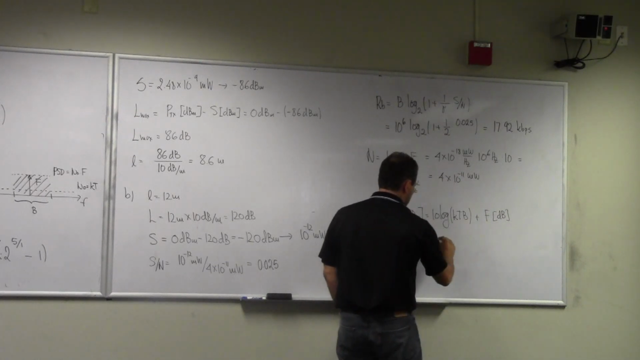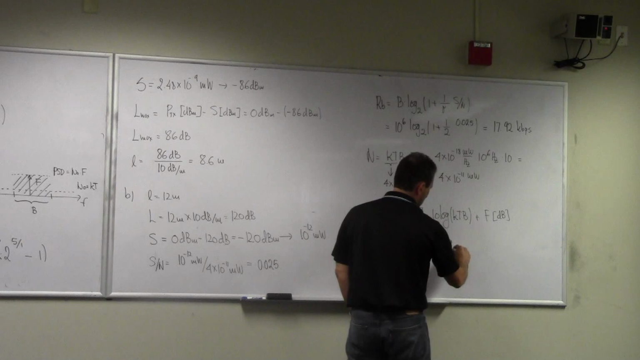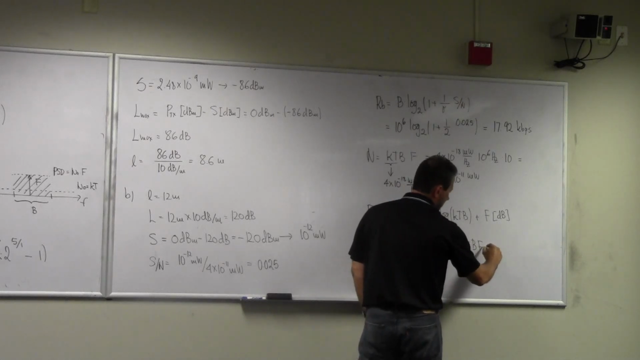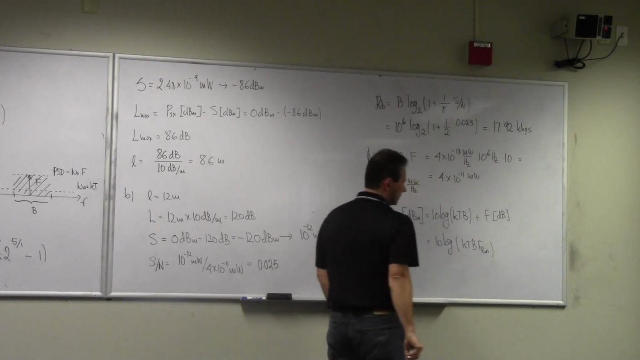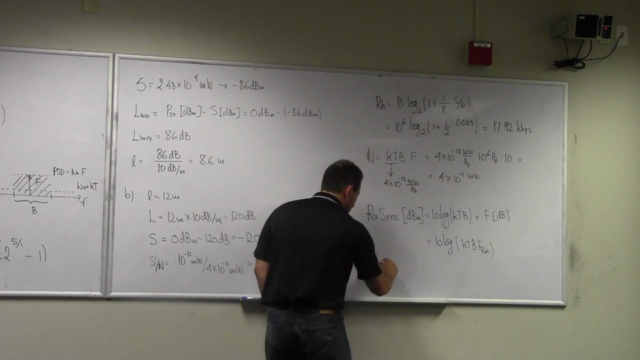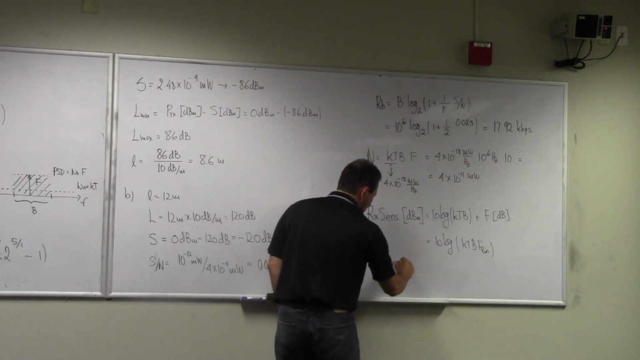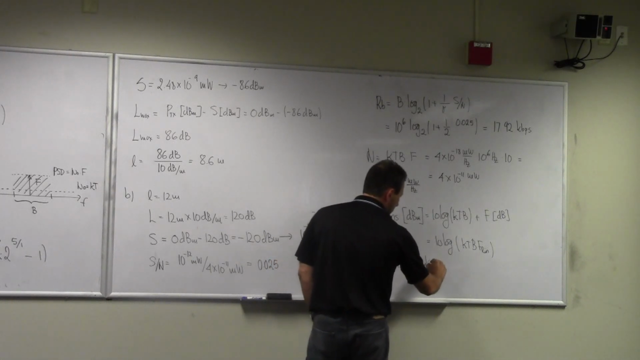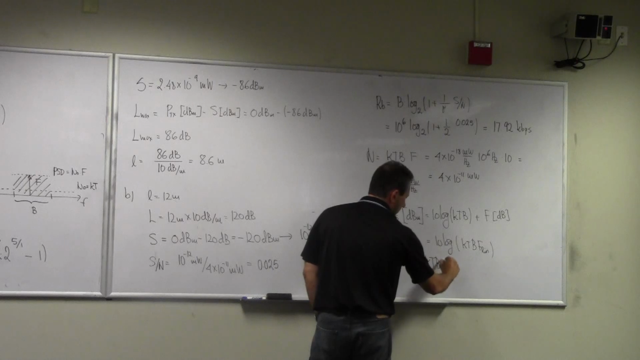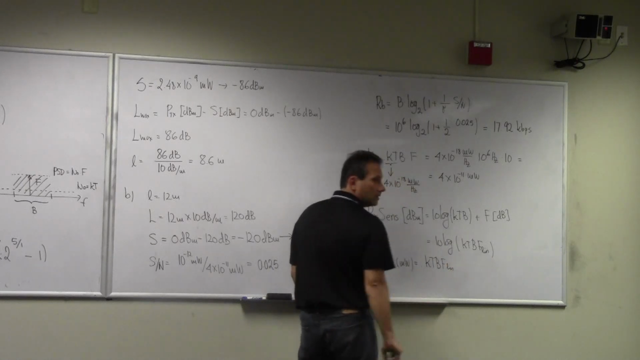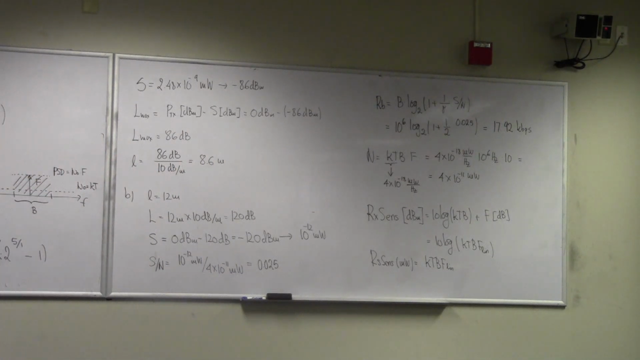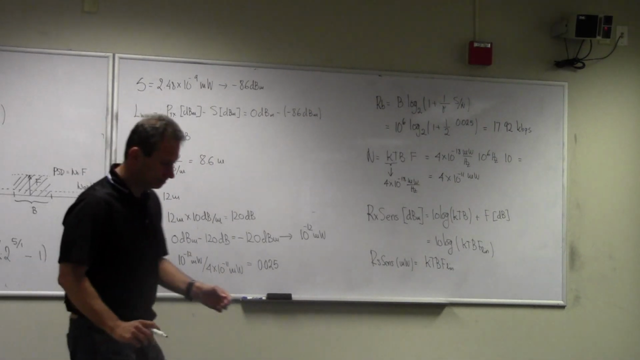Now, I can say that this is 10 log of KTBF, where F is linear. Or I can say RX sensitivity, now in milliwatts, is going to be equal to KTBF linear. It's just different domains. One is the linear and one is the logarithmic domain.